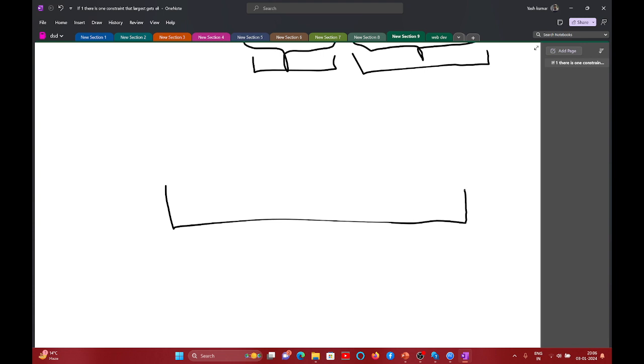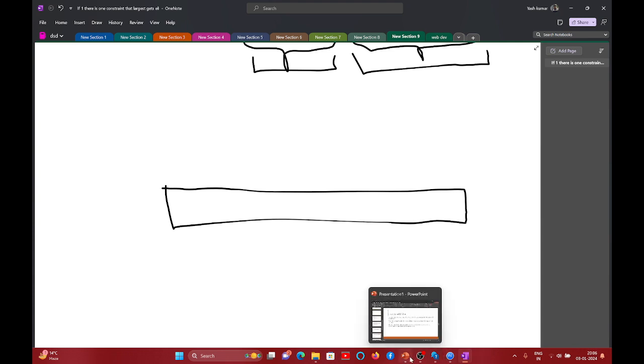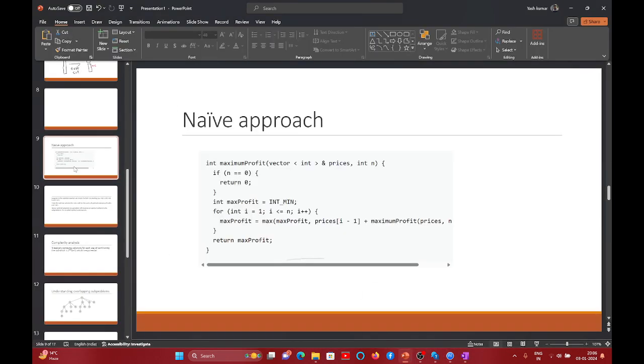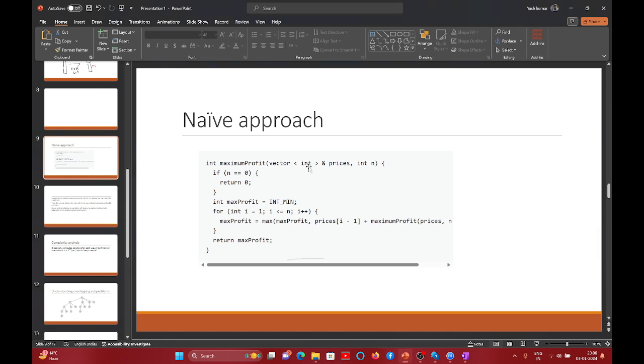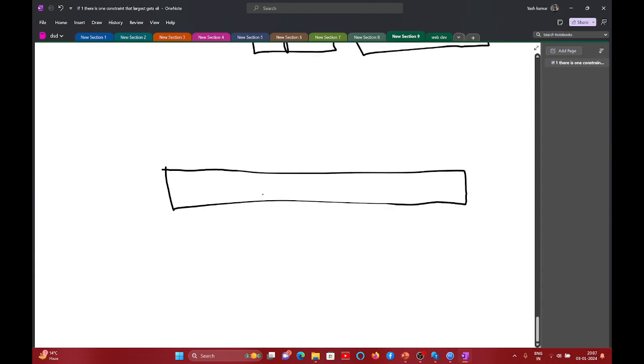first we take a rod. Suppose our function name here is, I'll show you the code. This is our naive approach of doing it. Suppose our function name is maximum profit. It takes two things as input: a vector of prices, which is just an array, and n, which is the length of the rod.